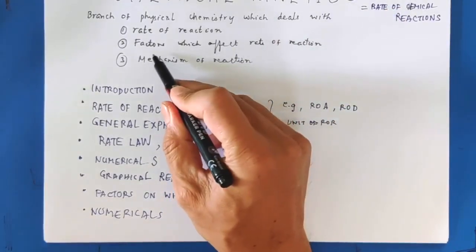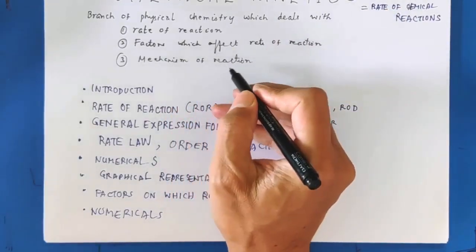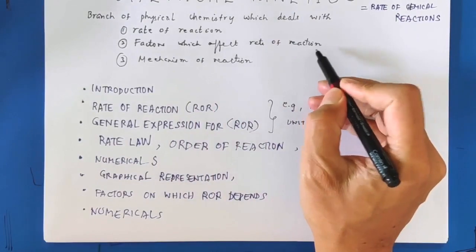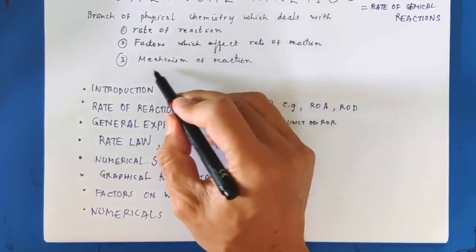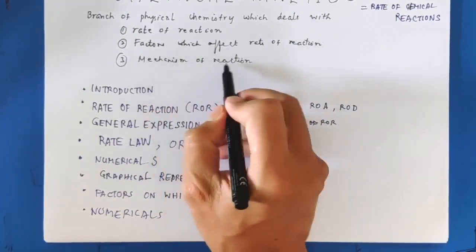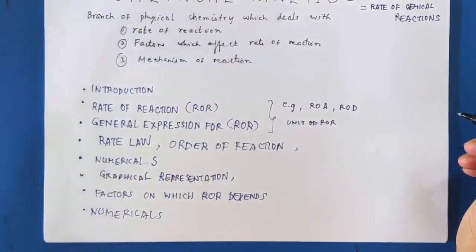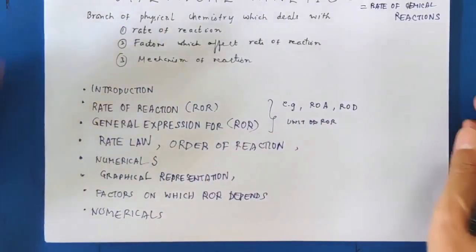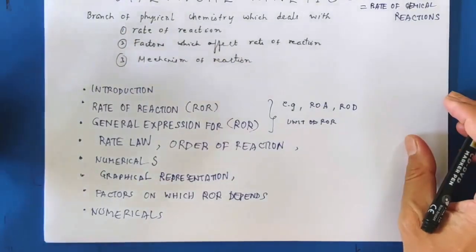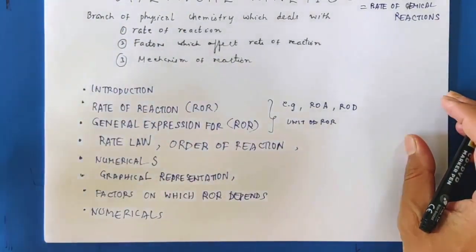Okay, so factors on which the rate of reaction depends. Number 2... finally, mechanism of reactions. Chemical kinetics: rate of reactions, factors on which the rate of reaction depends, then mechanism of reactions.